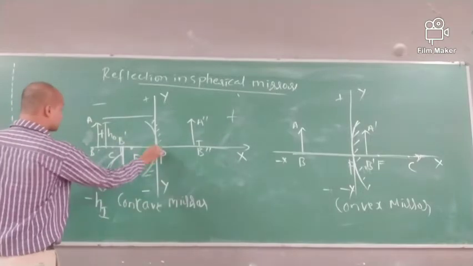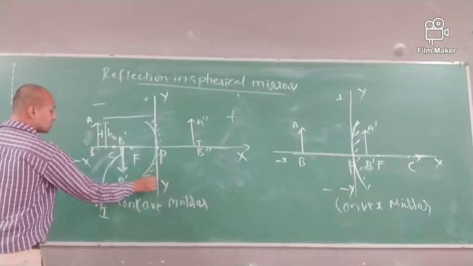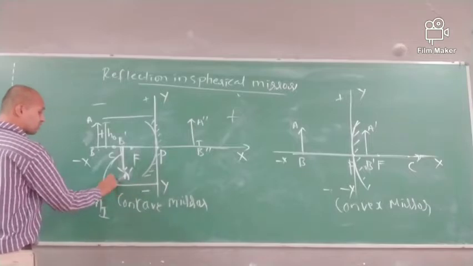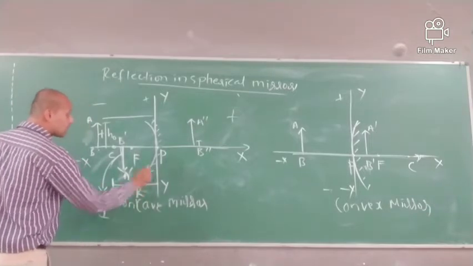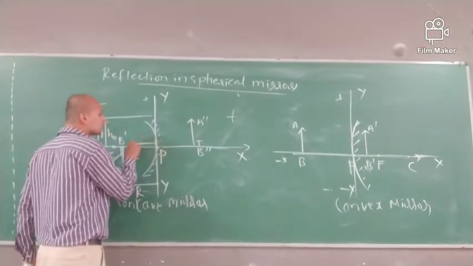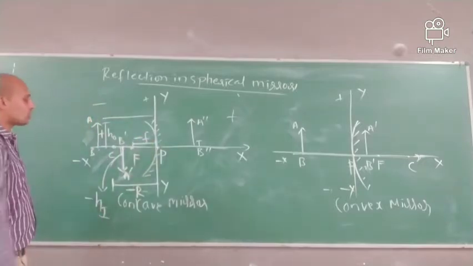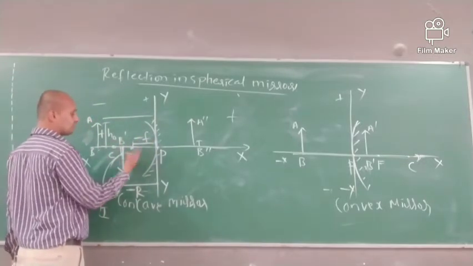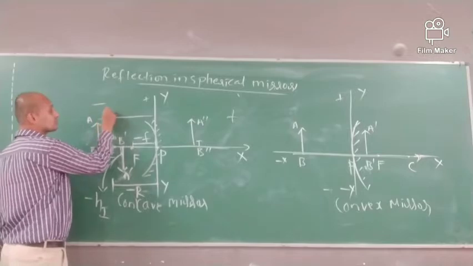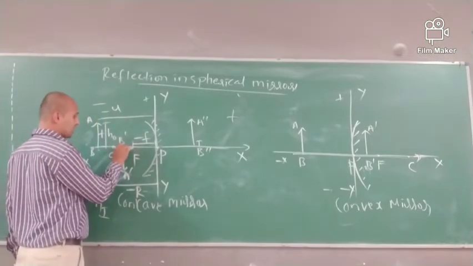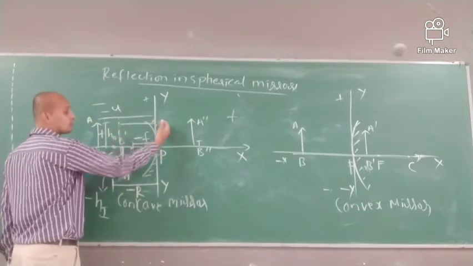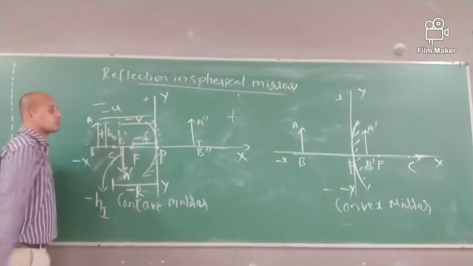Then another thing: the distance from the pole to the center of curvature will be minus R, because I am measuring from the pole towards the left side. The focal length will be minus F for the concave mirror, because I am measuring from the left-hand side. This is the object distance, minus U. If I extend this line, the distance of this image to the pole is the image distance, which also will be negative.